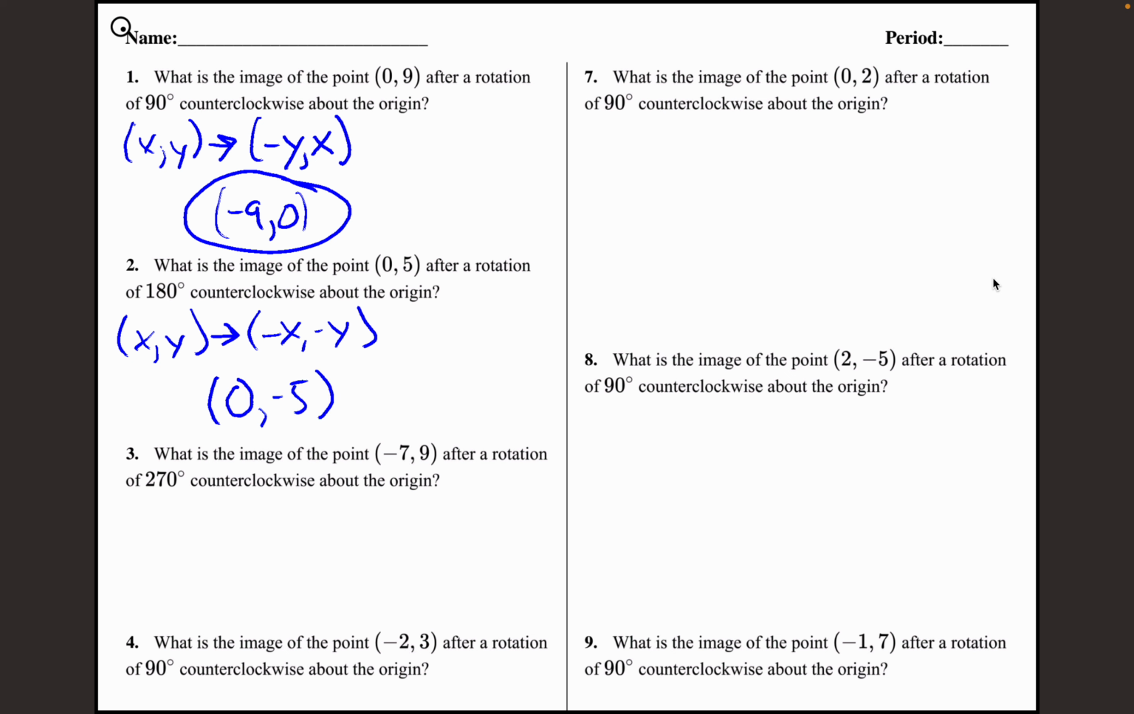Okay, finally, what is the image of the point negative 7, 9 after a rotation of 270 degrees counterclockwise? What happens to our x and y? That's what I asked. Y, negative x, so what are our new coordinates? 9, 7.